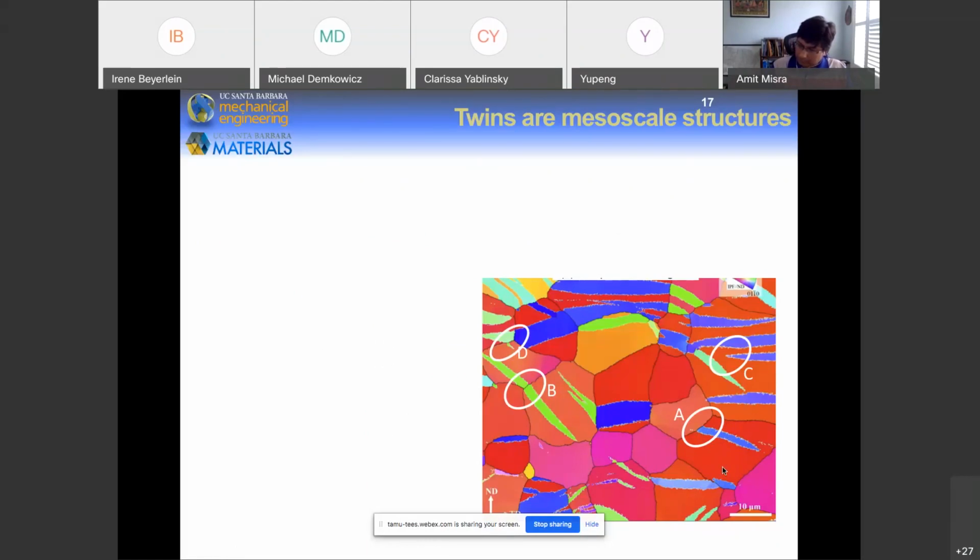So by looking at this, you can sense that this is a candidate for a twin. But if you want to know what type it is, since there are 7 different types, you have to look at the misorientation across the boundary.